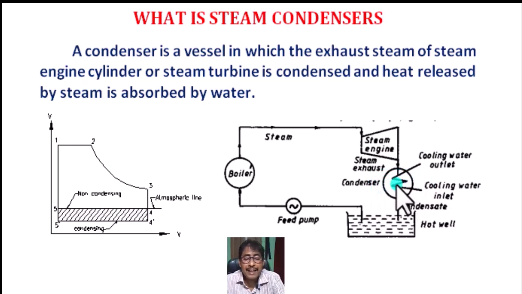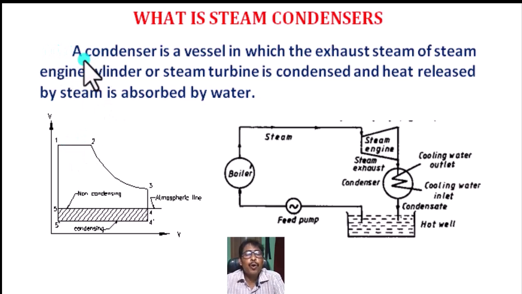Next, water from the condenser is collected at the hot well. This is condensate. Condensate means condensed steam is called condensate. Next, 5 dash to 1, here the feed pump pumps the condensate water from the hot well to boiler pressure.